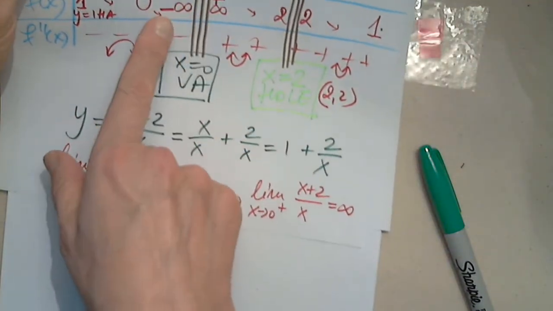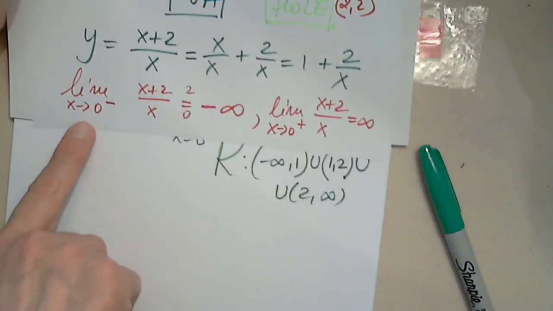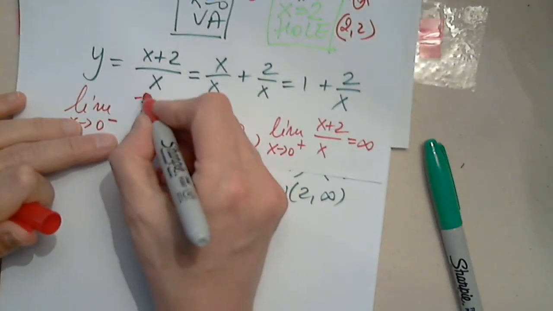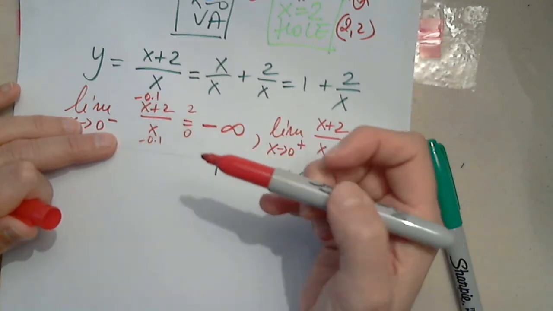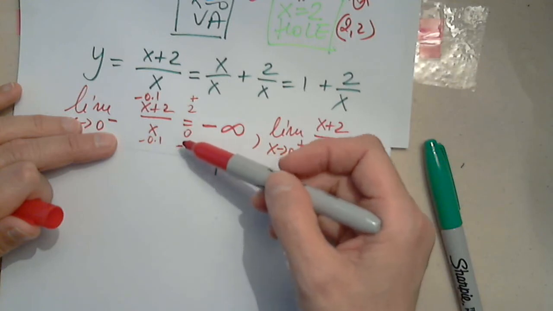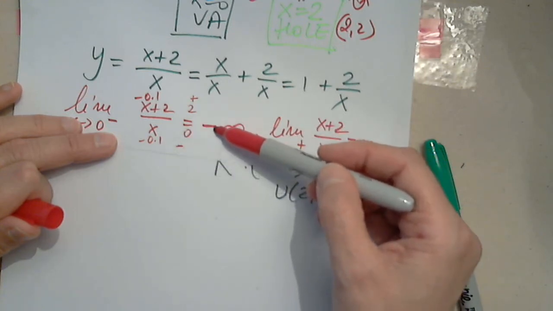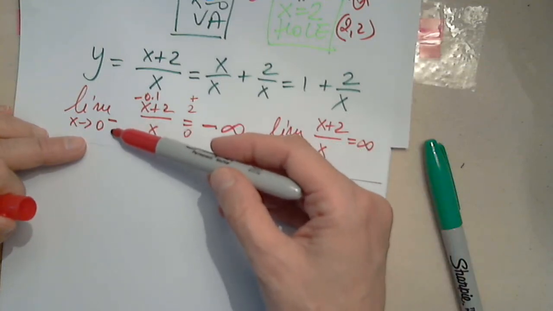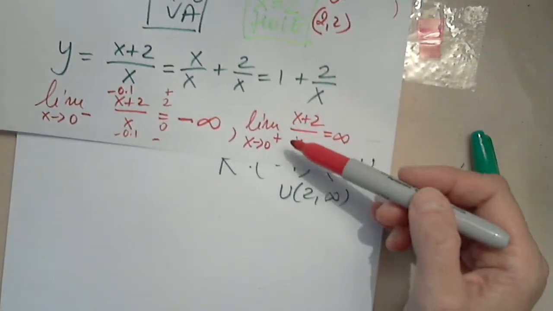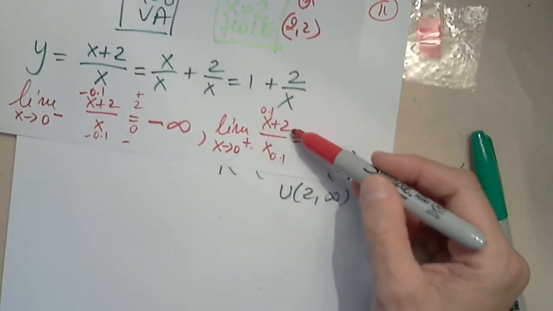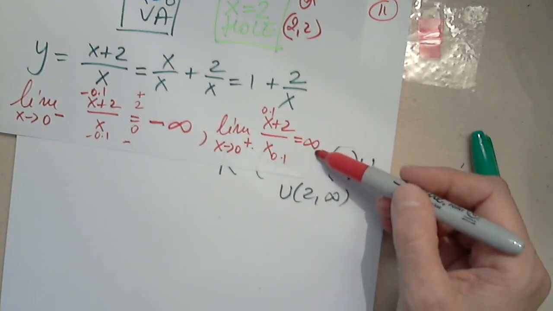So when I find the limit from the left of 0, I plug in negative 0.1. Negative 0.1 plus 2 will be a positive number, but the denominator is negative. So positive divided by negative will be negative, because I picked a number from the left-hand side of 0. When I pick a number from the right-hand side of 0, like 0.1, the numerator is positive, the denominator is positive, that's why we get positive. Okay. Thank you very much.